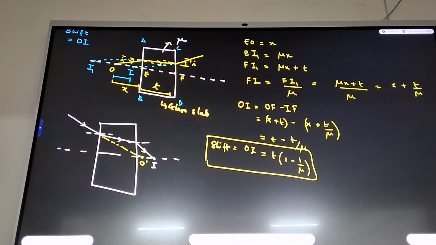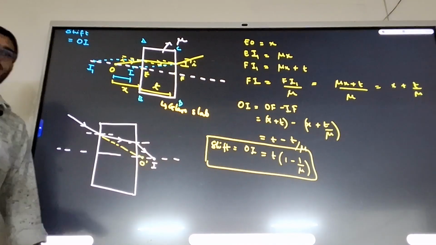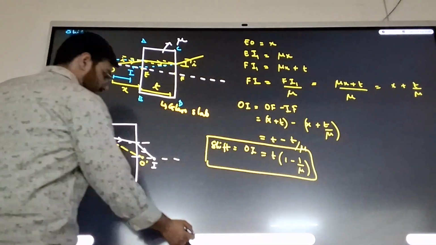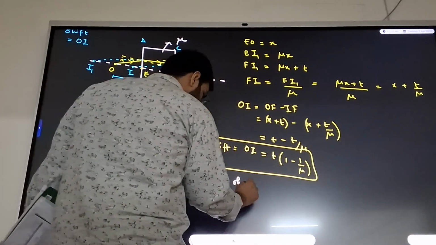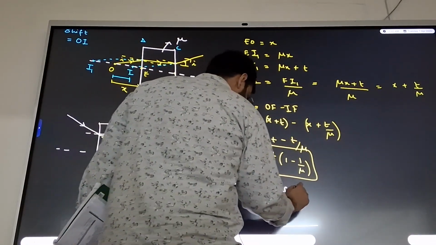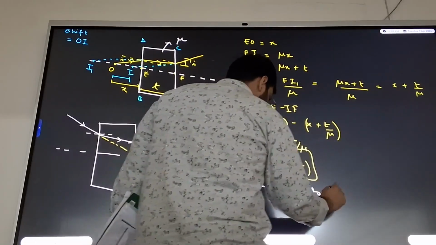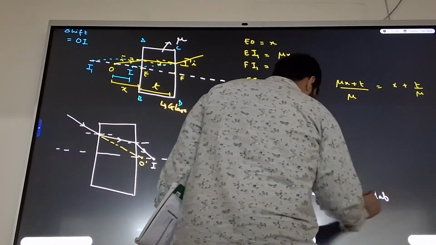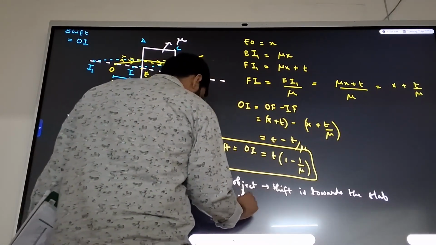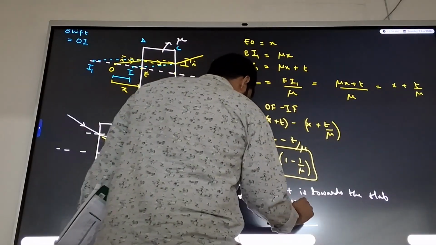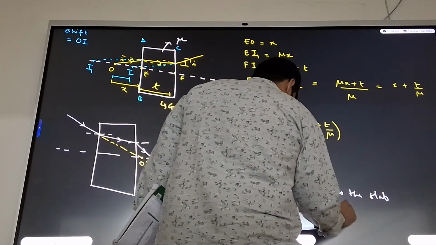Where is the shift now? Is it towards the slab or away from the slab? Away from the slab. That's very important. So when you have a virtual object, your shift will be away from the slab. So let me write: for a real object, shift is towards the slab, and for a virtual object, shift is away from the slab. Do you get it?